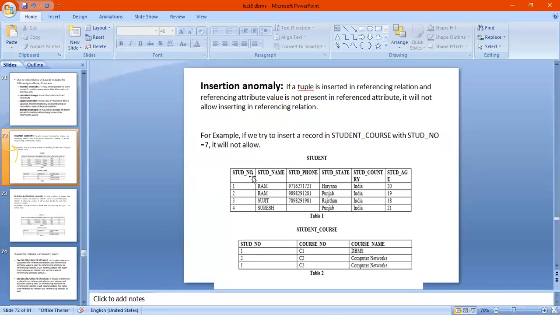The student table has student number, student name, student phone, student state, student country, and student age. So here what's happening is that the student course table has student number 7, so 7 is not being entered. Now the student course table has the student number, course, and course name.